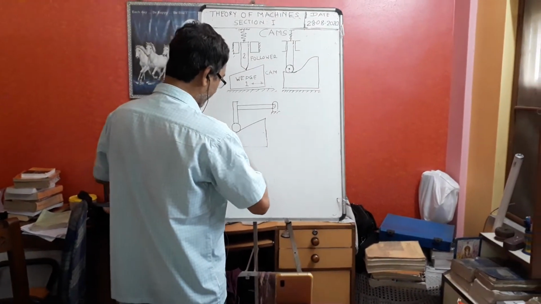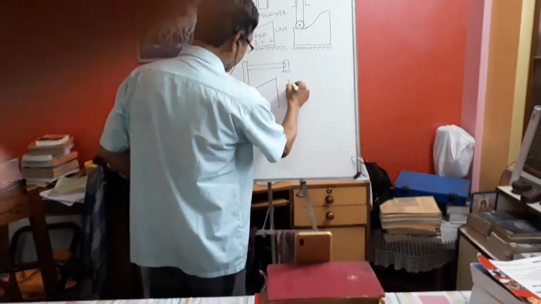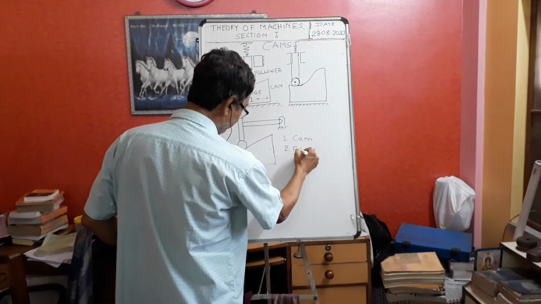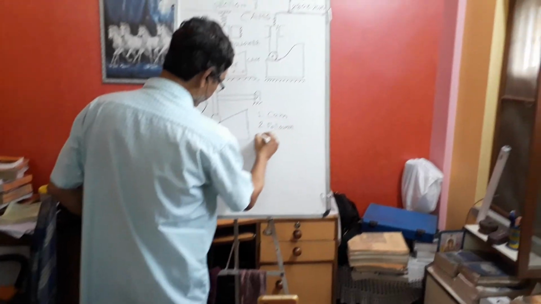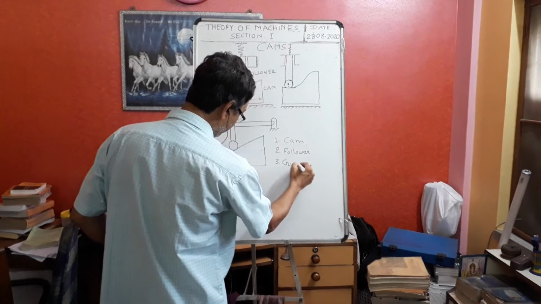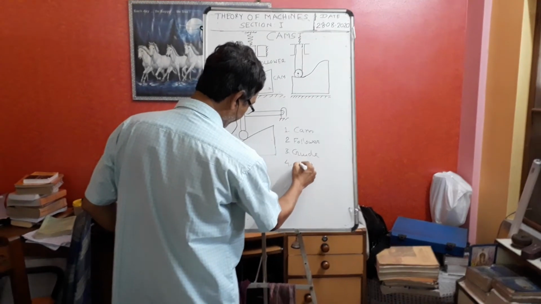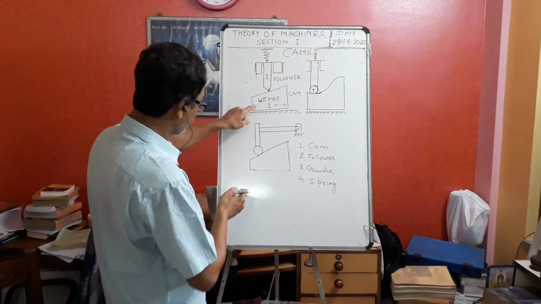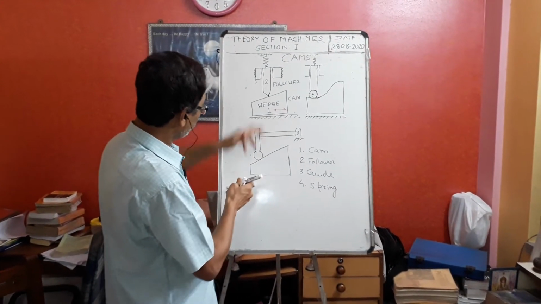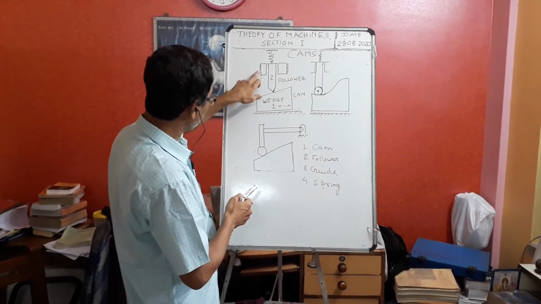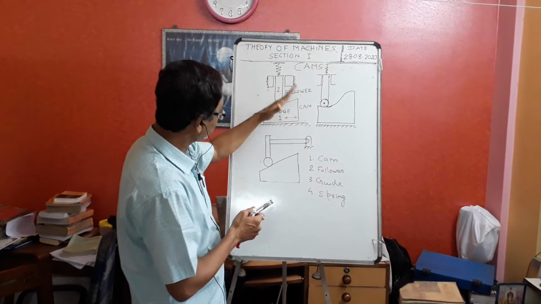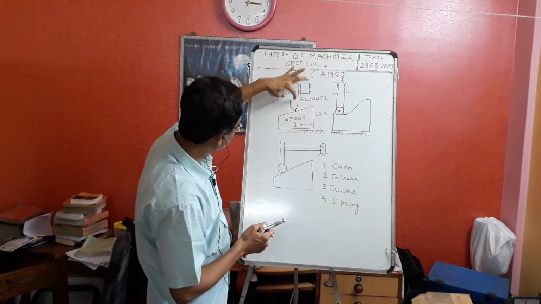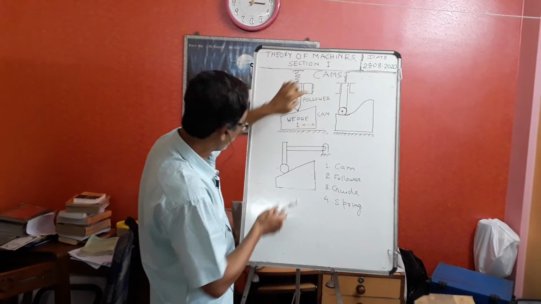In the cam follower mechanism, there are 4 things. First is the cam, second is the follower, third is the guide, and fourth is the spring. This is the cam, this is the follower, this is the guide. Because if there is no guide, the follower can tilt. So between these 2 guides, the follower movement takes place. That's why these are called guides.